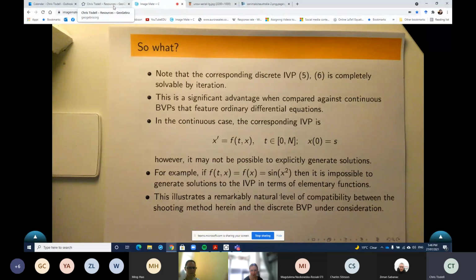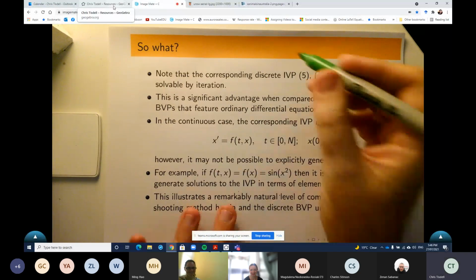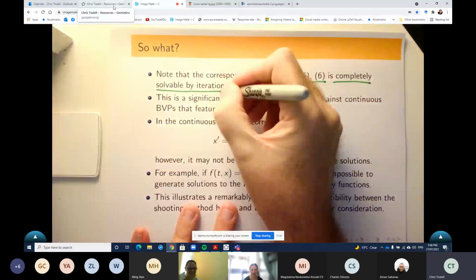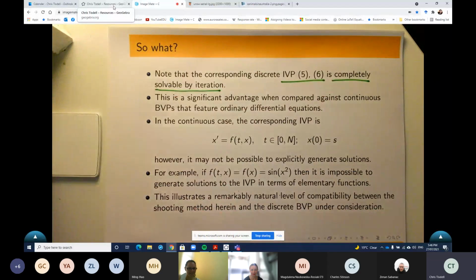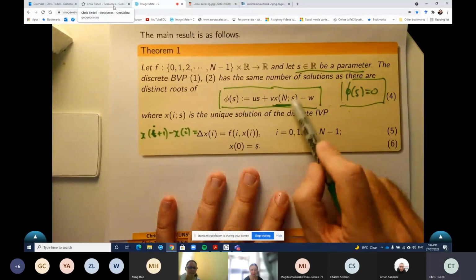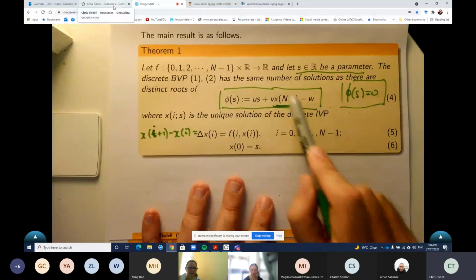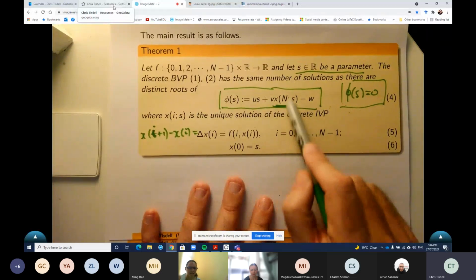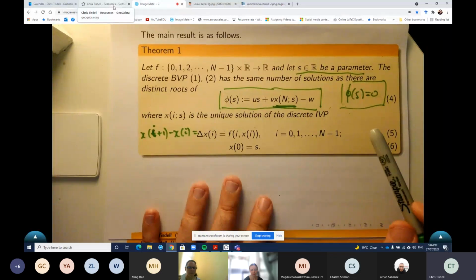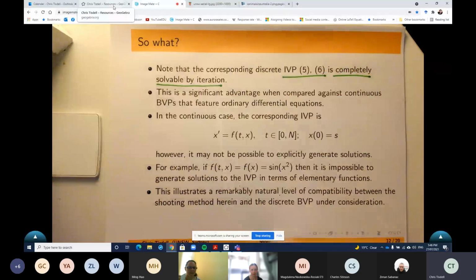Okay, so what? Well, it's a good question. Thank you for asking. The initial value problem is completely solvable by iteration. So what that means is it's very easy to get this. Okay, so you're given U, you're given V and W, you can compute that by iteration, and then all you're doing is looking to solve that equation. Okay, it's very easy to do.